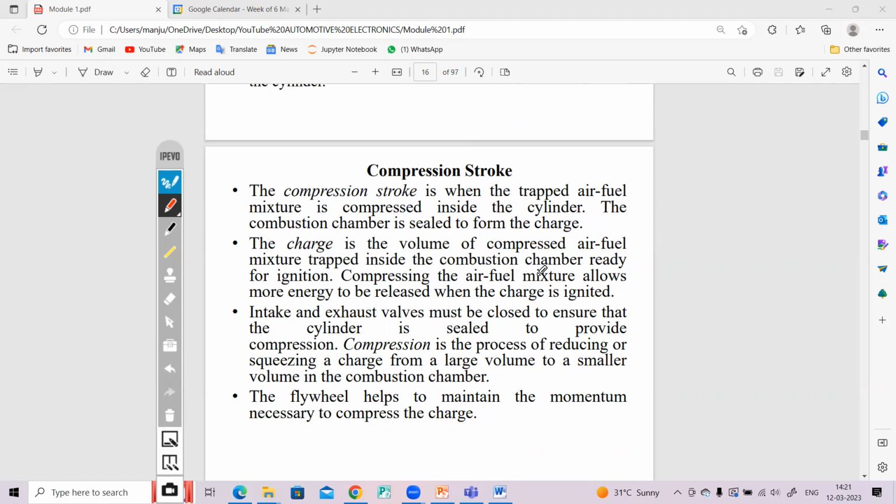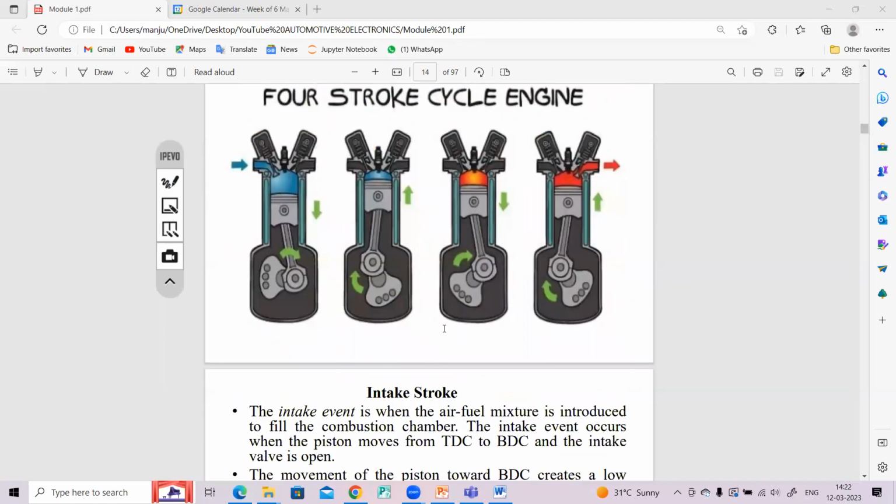The compression of the air-fuel charge allows no energy to be released, and the intake and exhaust valves being closed ensures that the cylinder is sealed to provide the compression. Compression is the process of squeezing a charge from a large volume to a smaller volume in the combustion chamber, and the flywheel helps to maintain the movement needed to compress the charge. Okay, this is all related to the explanation of the four-stroke engine.